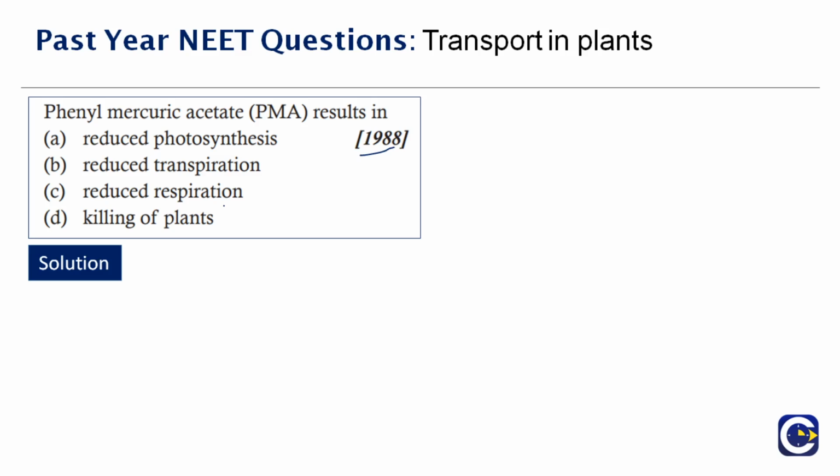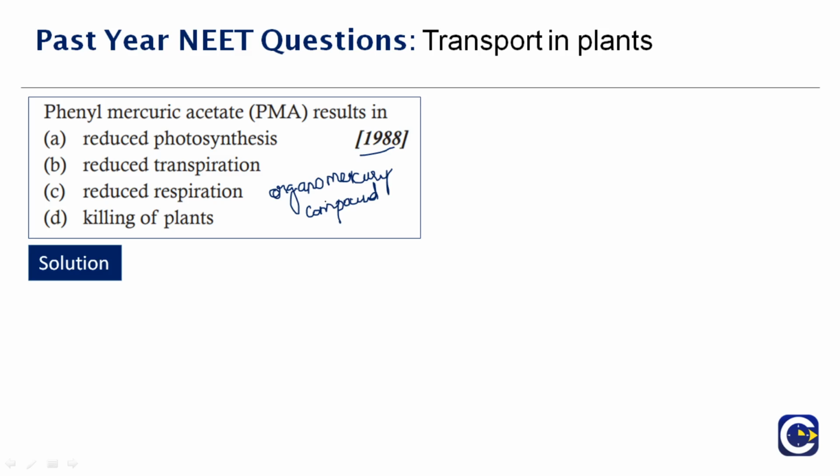Before we directly go into the solution, you should know what this PMA is. Phenyl mercuric acetate is an organomercury compound. This compound was formerly used as a preservative in paints and as a disinfectant, and when it is applied to leaves and plants it is called an anti-transpirant. So I've given you the clue to what the answer is.